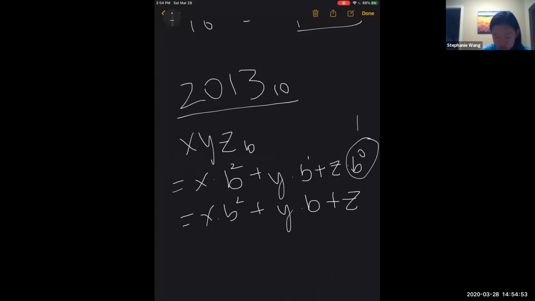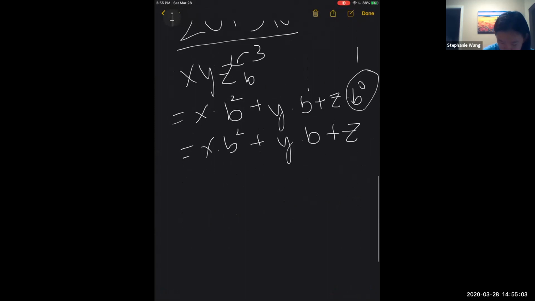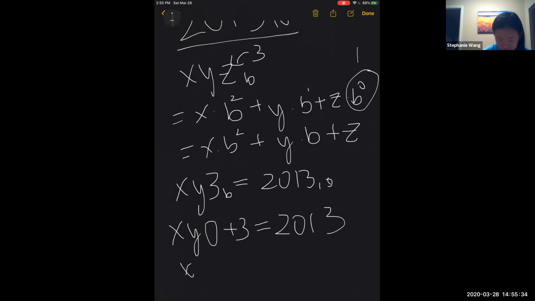Okay, so we want Z to be 3 because that's what it's asking. It ends in 3. So we want something in the form XY3 equals 2013 base 10. This is base B. Since the 3 is just being added to XY0, because it's in the B to the power of 0 place, this is equal to 2013. So we can go ahead and subtract 3 from both sides. So we get XY0 base B equals 2010.